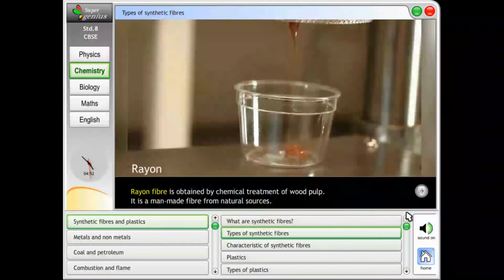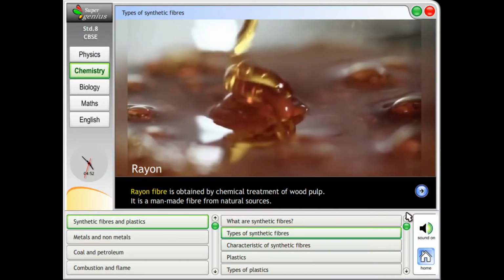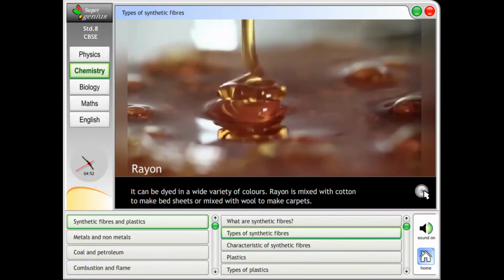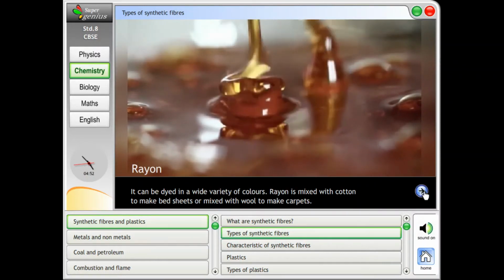Types of synthetic fibers. Rayon fiber is obtained by chemical treatment of wood pulp. It is a man-made fiber from natural sources. It can be dyed in a wide variety of colors. Rayon is mixed with cotton to make bed sheets or mixed with wool to make carpets.